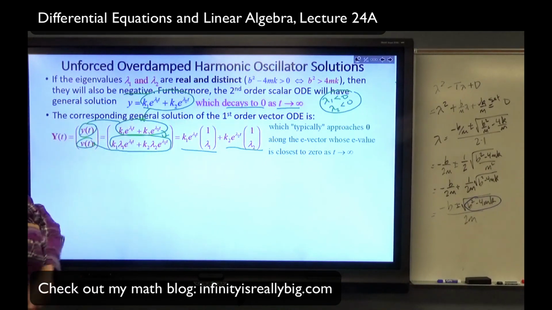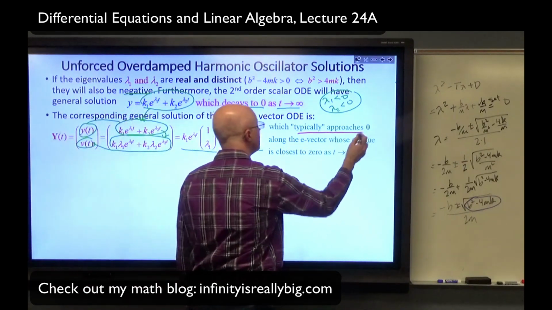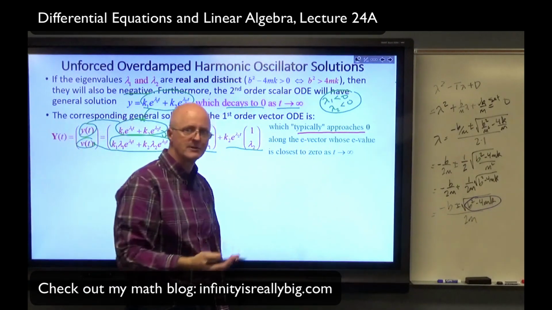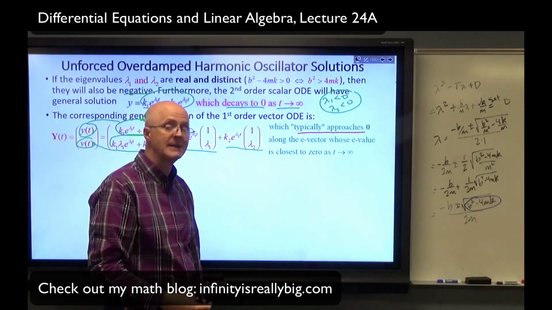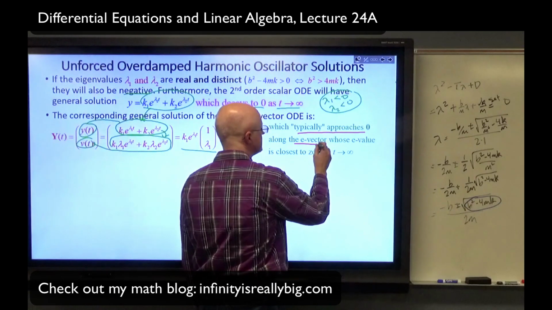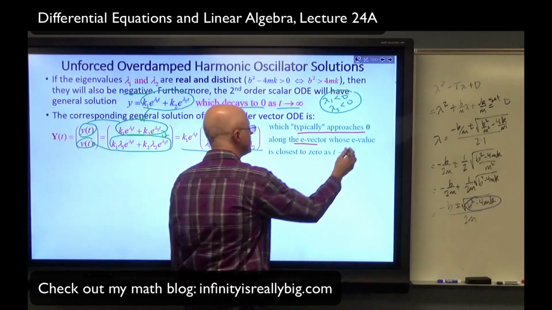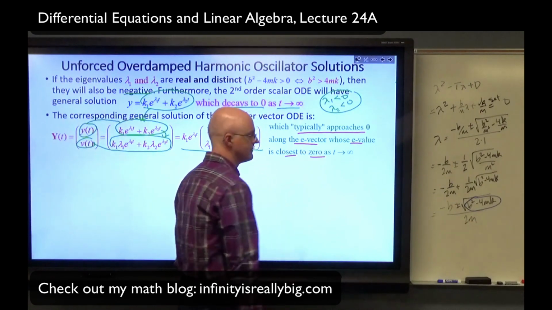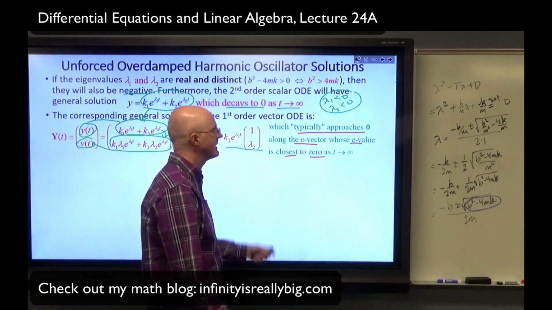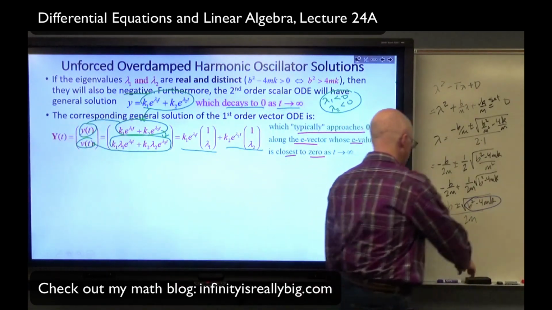And lambda 1 and lambda 2 are negative. This is going to approach 0, and we've seen that it typically approaches 0. By typically, I mean for most initial conditions. For random initial conditions, it will, along the eigenvector corresponding to a straight line solution, in fact, whose eigenvalue is closest to 0. It approaches 0 as t goes to plus infinity. Let's try to draw a picture now.